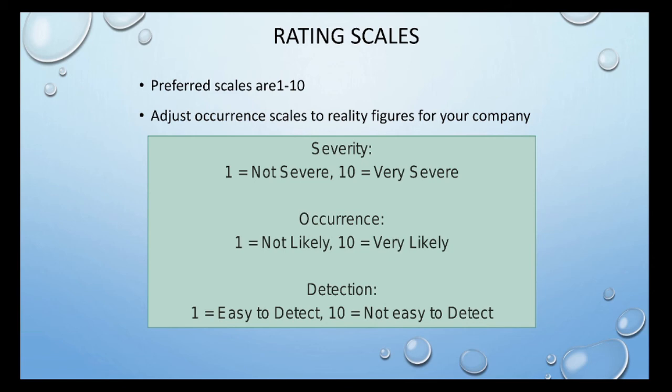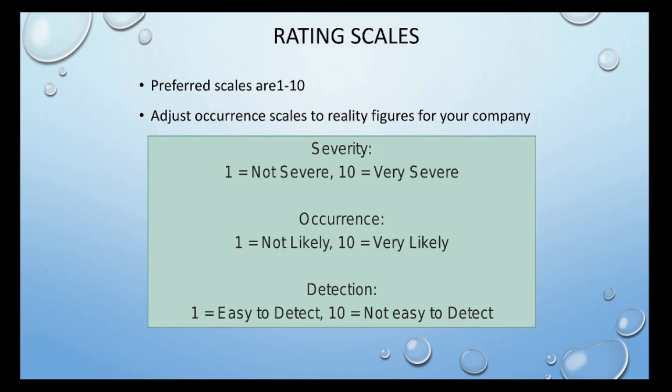So you have to adjust the occurrence scales to the reality figures of your company. That's the second concept we have to concentrate on in developing our rating scales. First, it should not go beyond 10. And second, you have to adjust the occurrence level. So severity 1 equals not severe, but when it is 10, it is very severe.